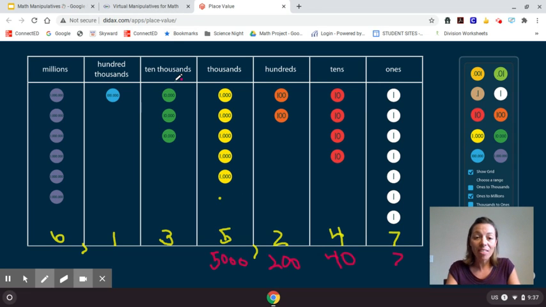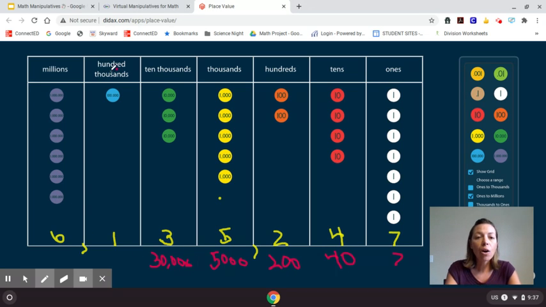Then we have 10,000s. Now we have to count by 10,000s. 10,000, 20,000, 30,000. So we might only have 3 discs, but they are worth a value of 30,000. So let me see if I can squeeze that number in here. Write the number 30, then a comma, and then 1,000. So 3 10,000 discs gives us 30,000.